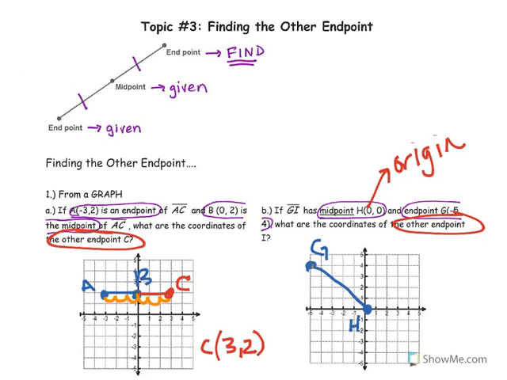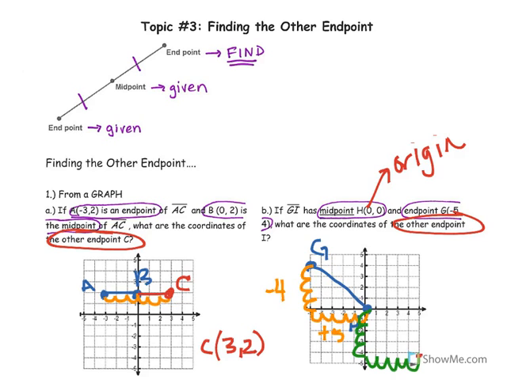So from G to H, we're going down 1, 2, 3, 4, right? And we're going right 1, 2, 3, 4, 5. So down 4 and right 5. Well, that was from an endpoint to a midpoint, so I need to double that, right? I need to again go down 1, 2, 3, 4, and again right 1, 2, 3, 4, 5.